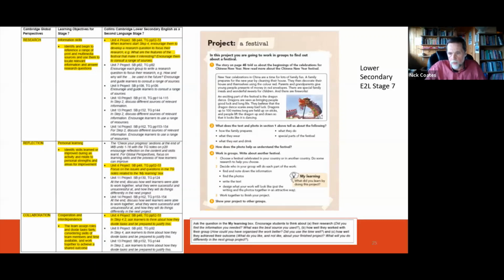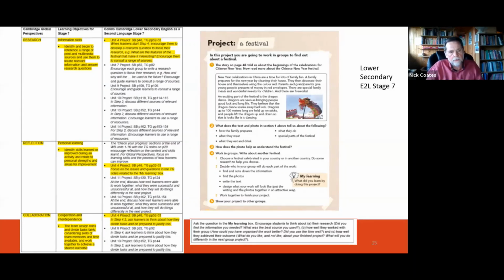Secondly, how well they worked with their group, so considering the collaboration. How could you have organized the work better? Did you use the time well? And thirdly, reflection on how well they achieved their outcome. What do you like and not like about your finished project? What will you do, again, I'm afraid I haven't got this on my screen, but what will you do differently in the future to improve the work?